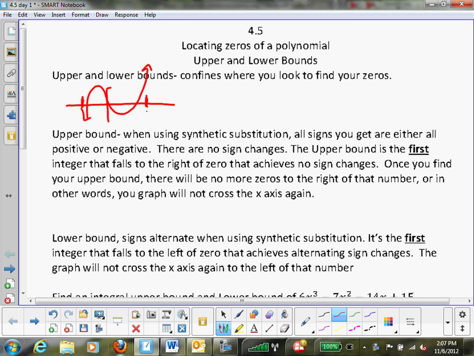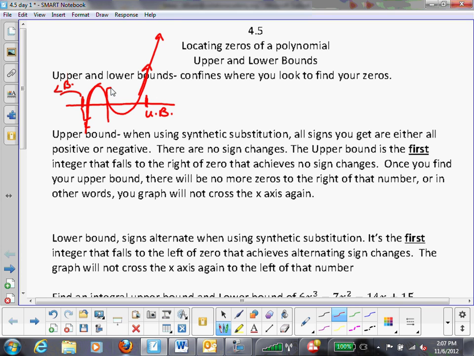So this would be your upper bound, which I abbreviate as UB. And this value would be your lower bound, because your graph will continue to go up positively, never to cross the x-axis on the right, and on the left, never to cross the x-axis again after that integer value. So graphically, that's what an upper and lower bound means. Does that make sense? Yes? Okay.